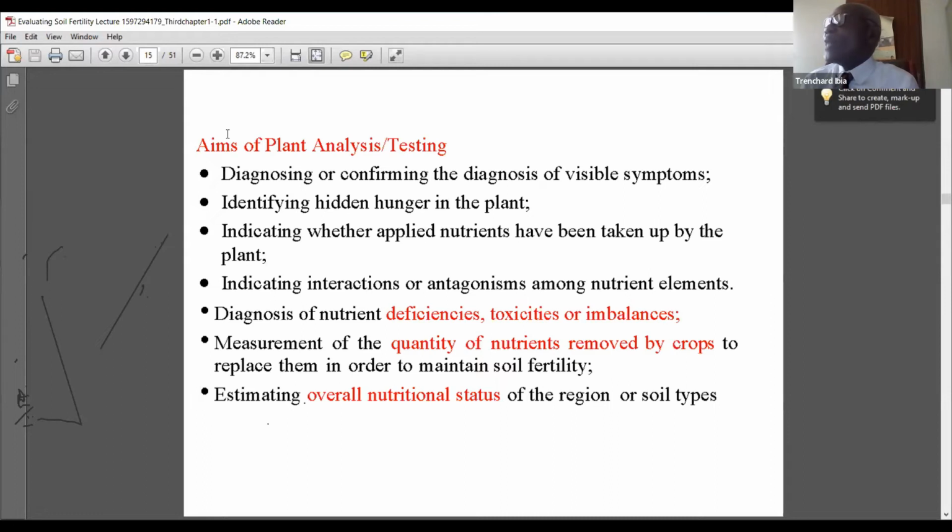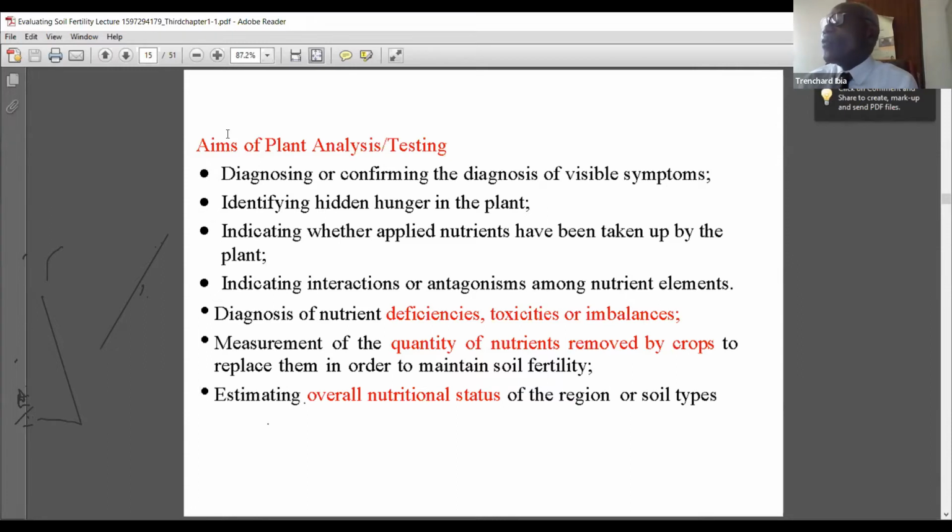Indicating whether applied nutrients have been taken up by the plant. Again, we have said earlier on that you need to do plant analysis to know what volume of nutrients the plant has taken in relation to what is in the soil.